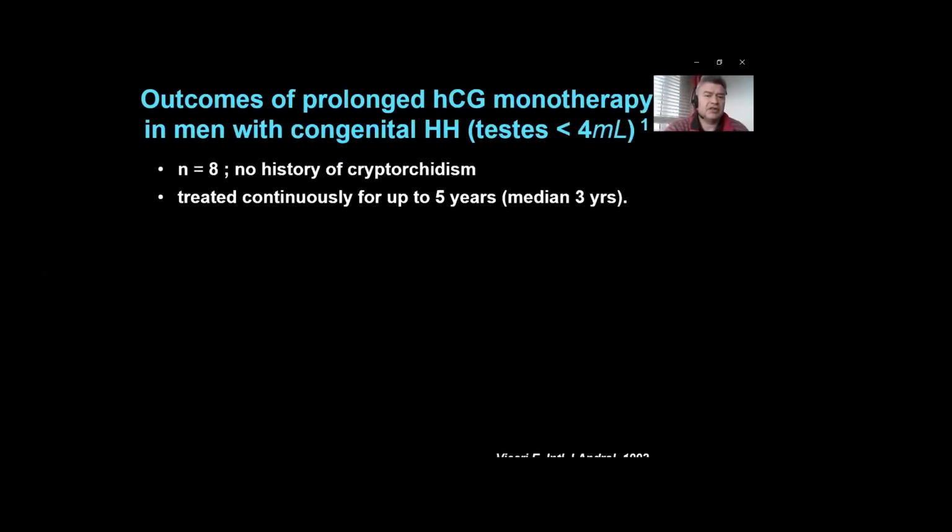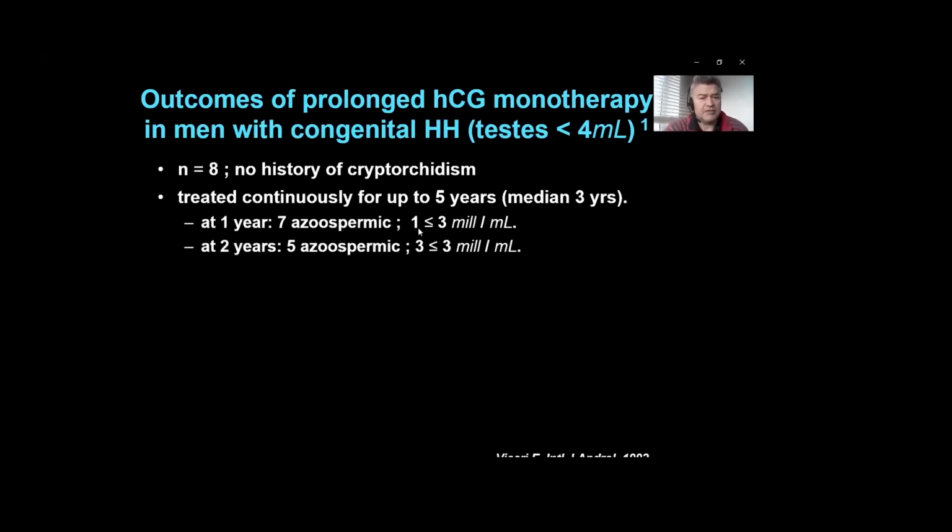So let's look at men with congenital hypogonadotropic hypogonadism, severe end, testes under 4 mils. And let's look at prolonged HCG therapy, for many, many years. So 8 men, no history of cryptorchidism, so these are already selected. A lot of men with testes under 4 mil and congenital HH will actually have bilateral cryptorchidism, but these are selected not to be cryptorchid. At 1 year, most are azoospermic, 1 has a few sperm. At 2 years, 5 remain azoospermic, 3 have a few sperm. Up to 5 years, 3 azoospermic, 4 have a few sperm, 1 has some.